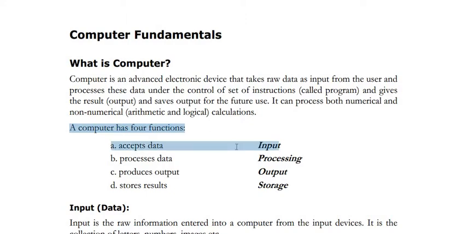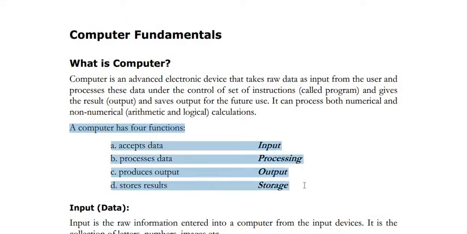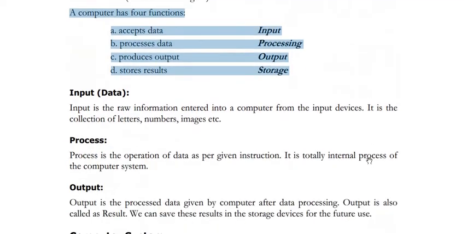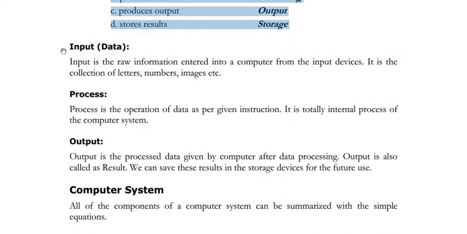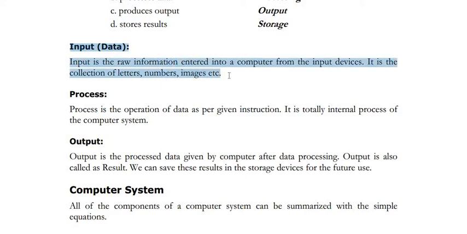A computer has four functions. A. Accepts data: input. B. Processes data: processing. C. Produces output: output. D. Stores results: storage. Input data: input is the raw information entered into a computer from the input devices. It is the collection of letters, numbers, images, etc.